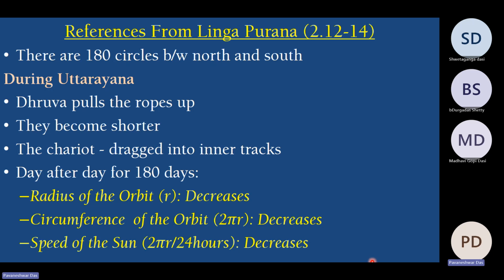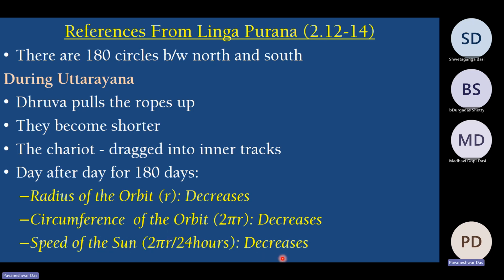As I showed in a picture before, Dhruva pulls the ropes, and as the sun is traveling around, Dhruva pulls the ropes. As Dhruva pulls the ropes, the sun goes towards Dhruvaloka. As the sun goes toward Dhruvaloka, the ropes become shorter, and the chariot is dragged into inner tracks. And day after day for 180 days, Dhruva is continuously pulling the ropes. The radius of the orbit of the sun gradually decreases. When R is reducing, the circumference also reduces.